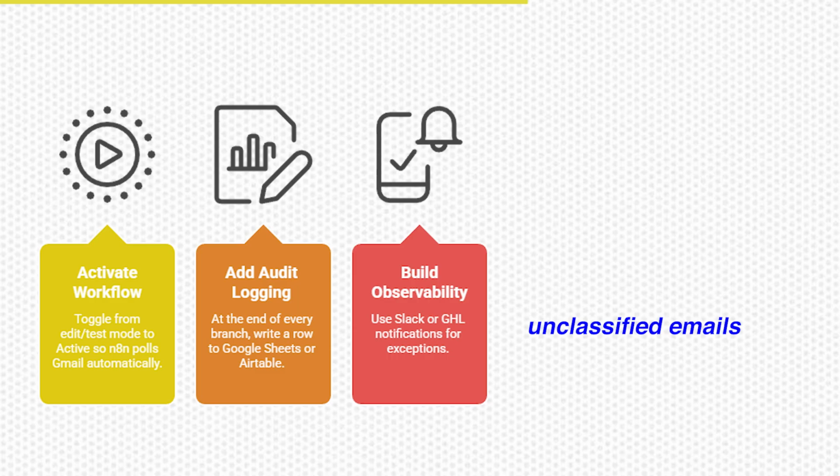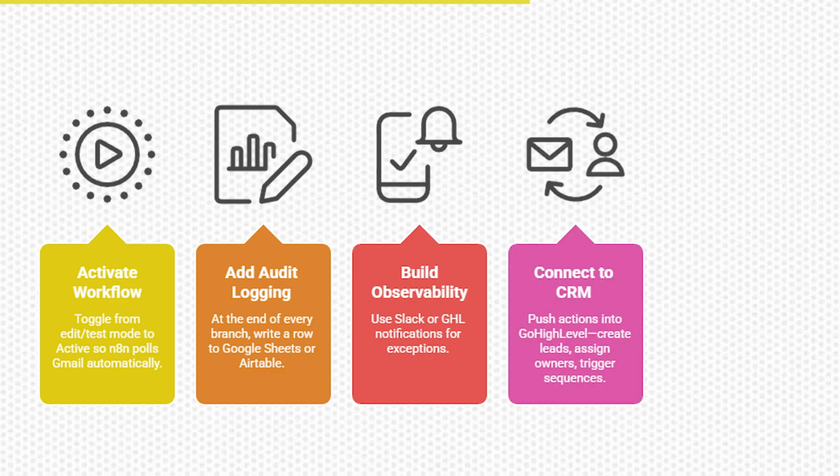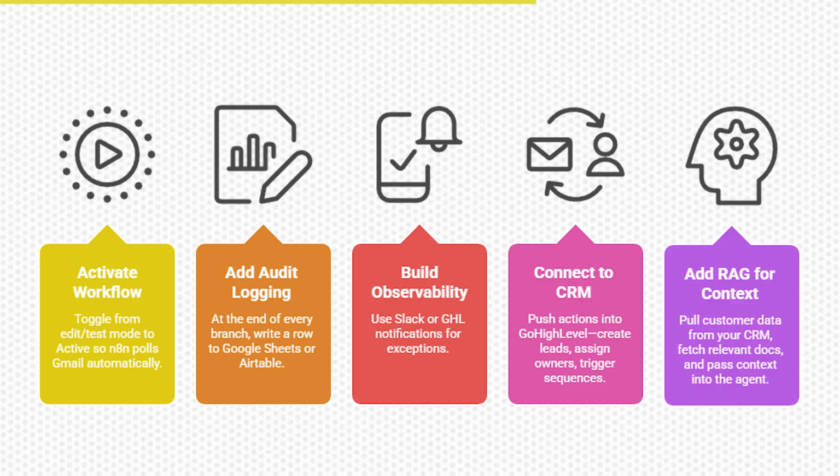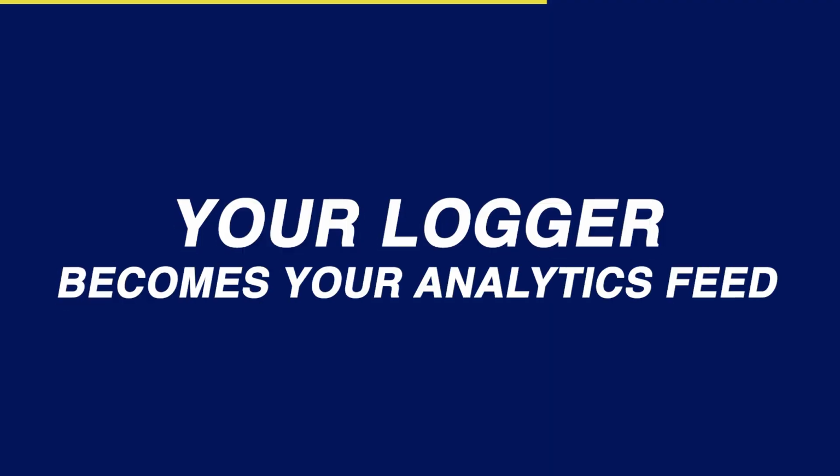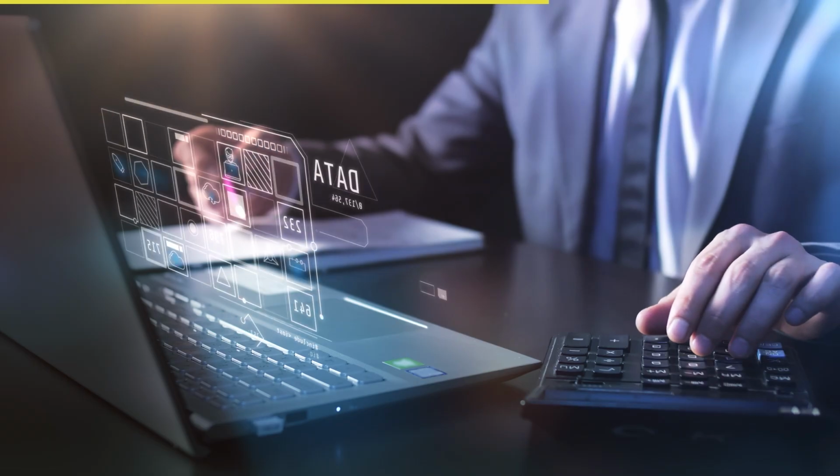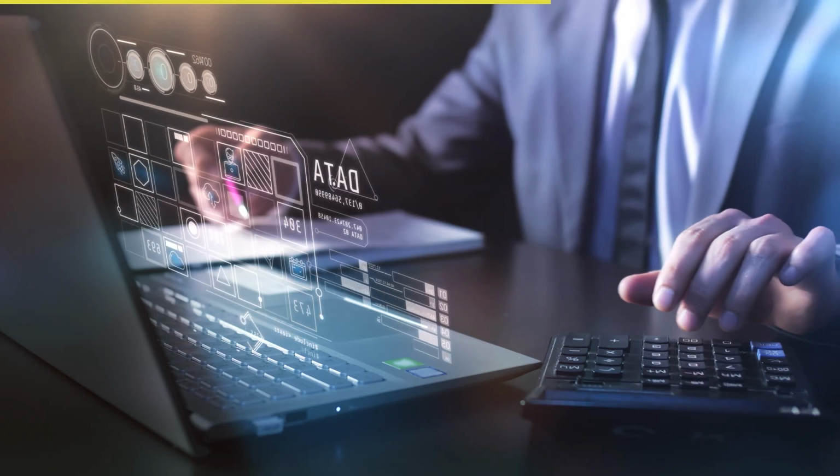And then you have these 2 options where you can connect it to the CRM. If you want to push actions to HighLevel, you can create leads, assign owners, trigger sequences, and so forth, or you can add RAG for context. You can pull customer data from your CRM, fetch relevant docs, and then pass that context into the agents, reducing hallucination and so forth. Your logger becomes your analytical feed. Track volume by category, agent, quality scores, token spend and resolution time.